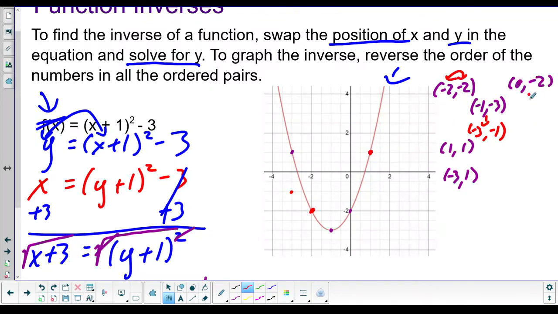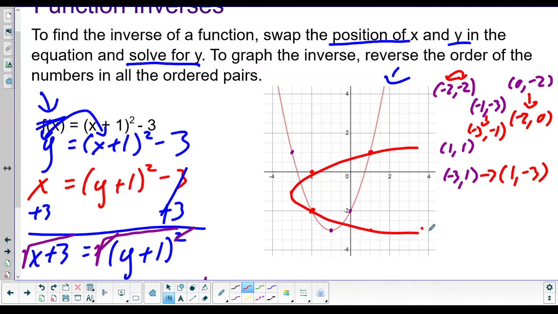0, -2 changes to -2, 0. So -2, 0 goes right there. And which one did I miss? This one. -3, 1 turns into 1, -3. So 1, -3. And there we go. We have enough to get a good idea of the shape of the inverse. All right. So I think that's pretty straightforward. Just make sure you don't change any signs. The signs stay with the numbers.